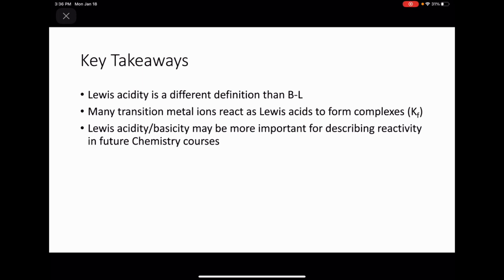And what we didn't talk about, but what you're going to find out if you take more chemistry down the road, is that Lewis acidity and basicity is actually pretty important for describing reactivity in your other chemistry courses, such as inorganic chemistry.